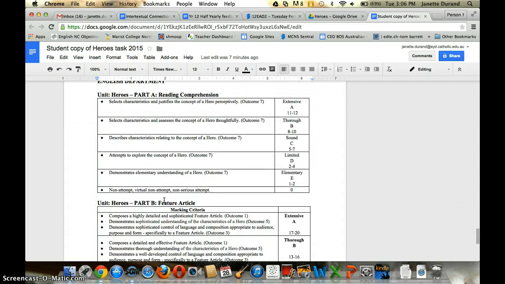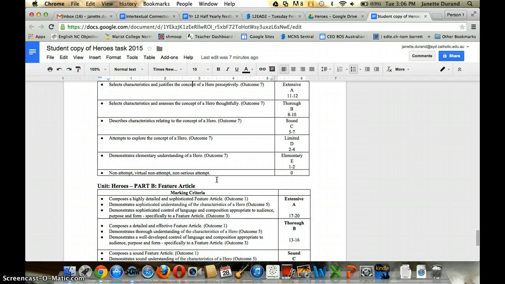Okay, here's the marking criteria. This is for the reading comprehension section. So part A, where you're reading and you're identifying a characteristic and explaining how that's shown. So you select a characteristic and justify the concept of a hero perceptively. Second band, thoughtfully. Third band, you do it soundly. The fourth band, it's limited. And the fifth band, it's elementary. I would hope none of you will be down there.